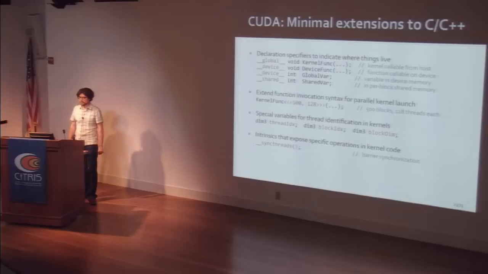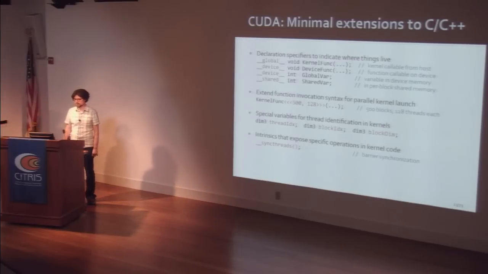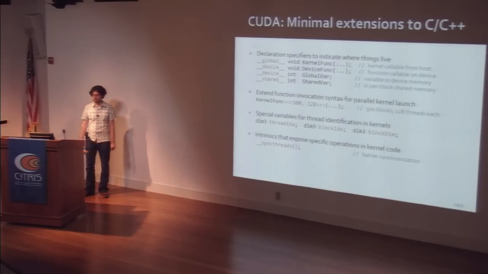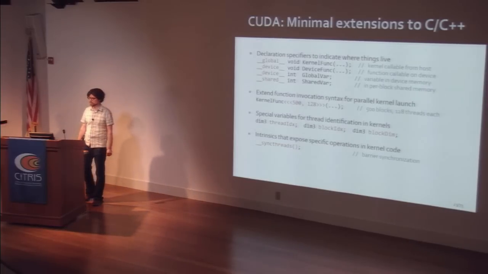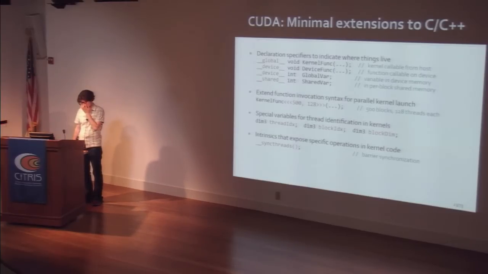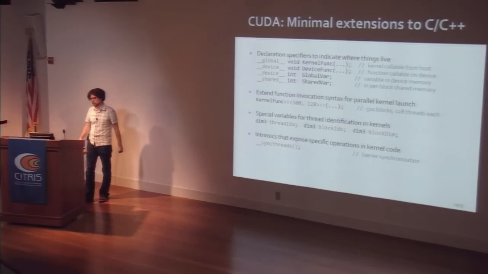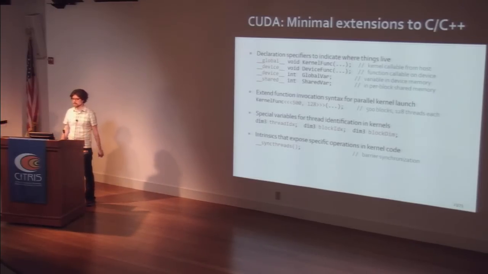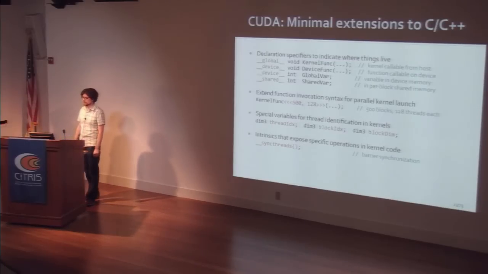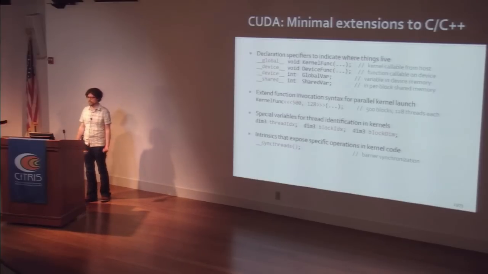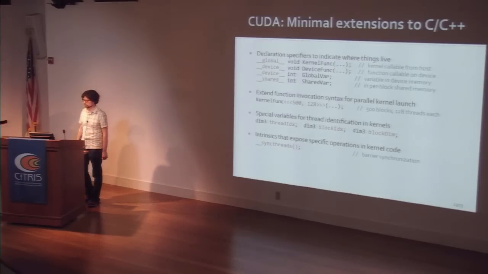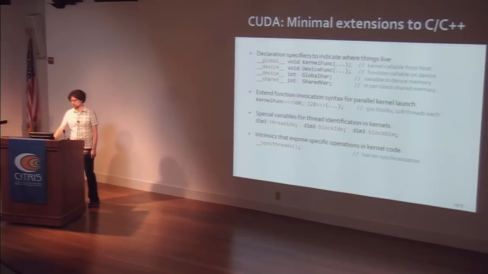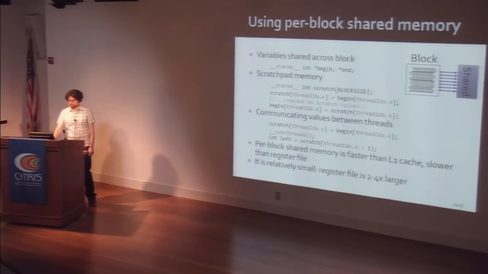OK, so we have a few minimal extensions to C and C++. We have __global__, which shows a kernel that's callable from the host. We have __device__, which shows a function that's callable from the device. We have decorators for variables that live in device memory or in per block shared memory. We have a function invocation syntax for parallel kernel launch. We have a few special variables for thread identification that I've already shown you: the thread index, block dimension. And then we have synchronization for the barrier. So that's pretty much it.